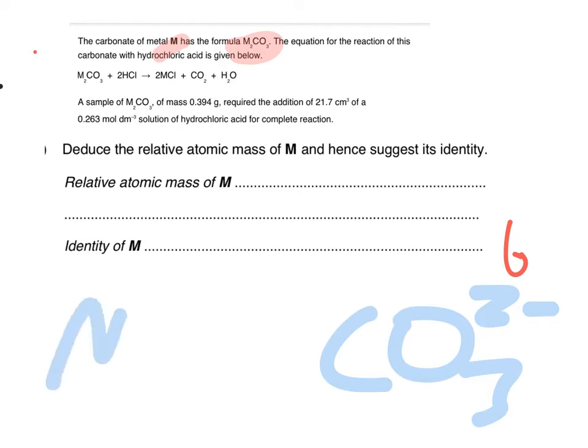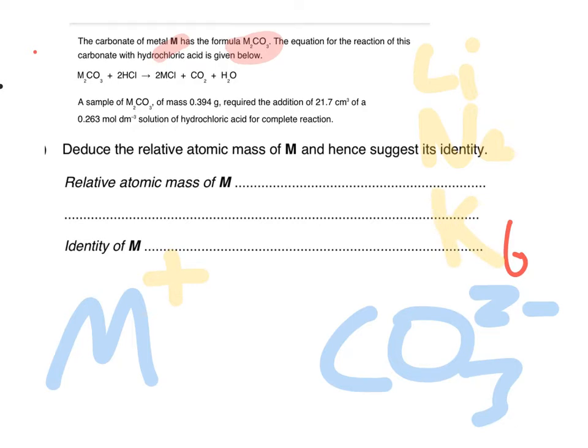We know that M is a metal. There's 2 of them, so it tells us what the charge on this has got to be. It's got to be 1+. So we know it's 1+, which suggests it's probably a group 1 metal. So it could be maybe lithium, sodium, potassium, something like that.